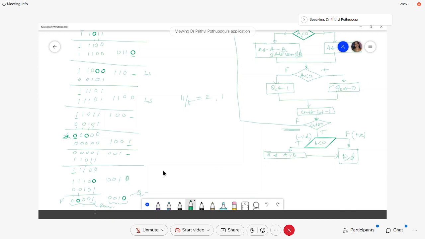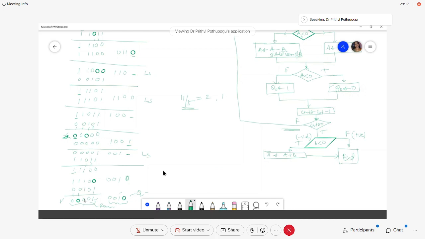So what is the remainder? 1. What is the quotient? 2. So you are getting this. Okay. So until this, it is the nth cycle. We completed n cycles here. After completing n cycles, the final check for the result is based on the value of the sign bit of A.